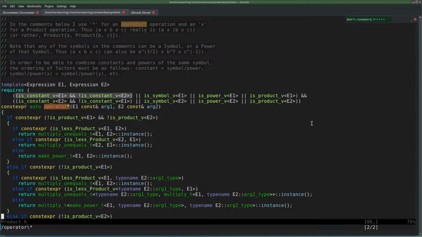It's a bit hard to do with specialization. That would be 9 specializations for all the 3 times 3 combinations. I should never have separate symbols. A symbol is just a power with the exponent of 1. Then at least it would only have been 4 possibilities.